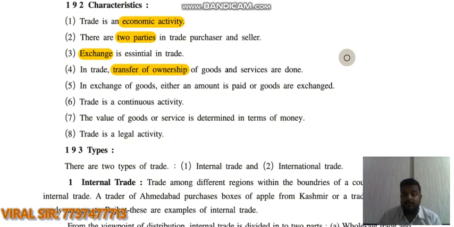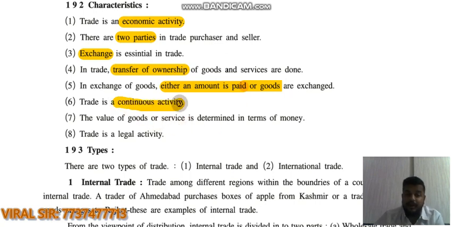For example, I purchase a book. Before the purchase of the book, the ownership was of the seller. But as soon as I pay the money and purchase the book, now whose ownership is it? The ownership is now of the purchaser, that can be me. Clear? So there are purchaser and seller, and transfer of ownership is done. Next, in exchange of goods, either an amount is paid or goods are exchanged. We already did this. Either an amount, that is monetary, or goods. Clear? Trade is a continuous activity.